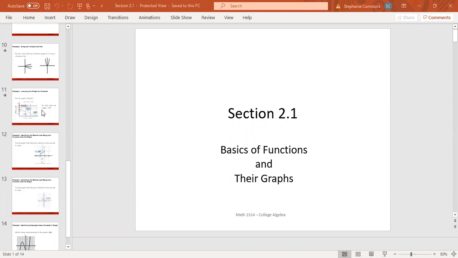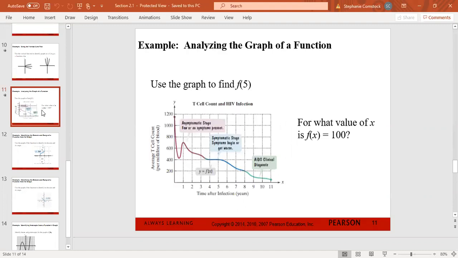So the first one that we're going to look at, on the screen up here, says use the graph to find f of 5. Now, what you're going to do here is come over to where x is 5, and then go up the graph until you find this point right here. And so we can see that when x is 5, we have an answer of 400.